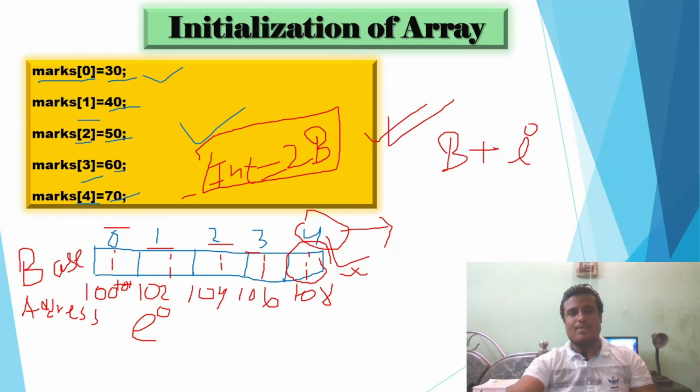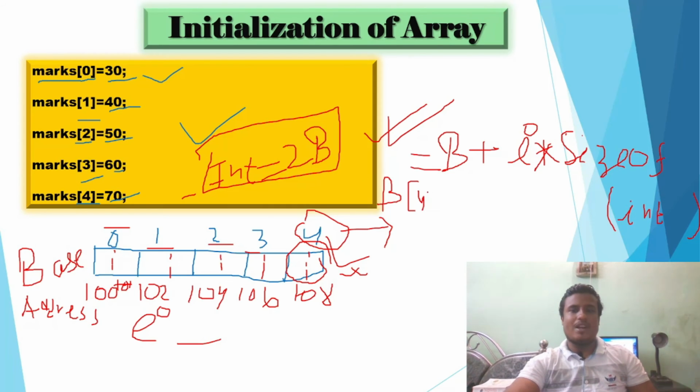Okay, take the index number whichever we want to calculate, and just multiply it with the size of the data type. If you don't know the size of the data type, you can just use the sizeof function and pass the data type. Suppose we want to pass the data type int here. So this is the general formula for the address of any block.